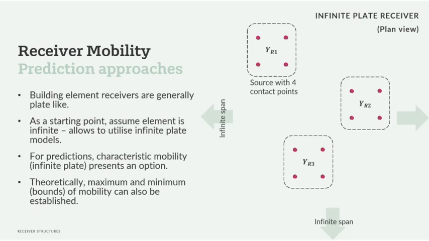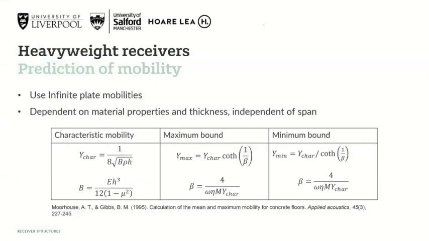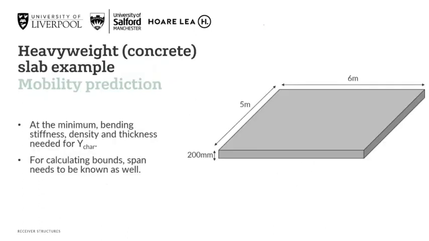Okay, to demonstrate this, we have relationships laid out here. The characteristic mobility is given by Y car, and then you have the maximum and minimum bounds. If you want to dig deeper into these relationships, there's a good paper which I have referenced below the table, Calculation of Mean and Maximum Mobility of Floors by Andy Moorhouse and Barry Gibbs. That has a good explanation of the relationships and how they are derived.